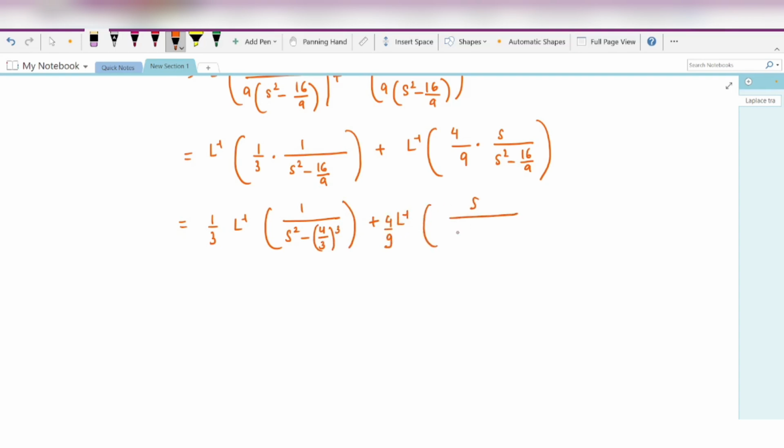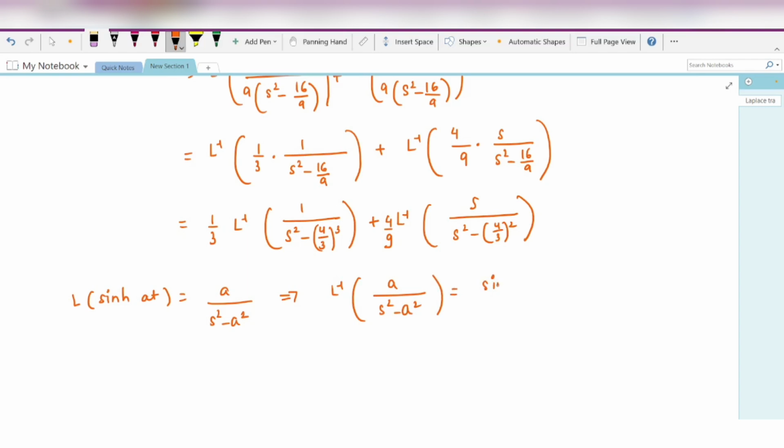I'm left with s by s square minus 4 by 3 whole square. This is what I have. So we know that the Laplace transformation of sinh at is a by s square minus a square, and this gives me that the Laplace inverse of a by s square minus a square is sinh at. And if I want to take this a out, or I just want to have 1 here, then a will come here in the denominator of the right hand side. So this is what we have.